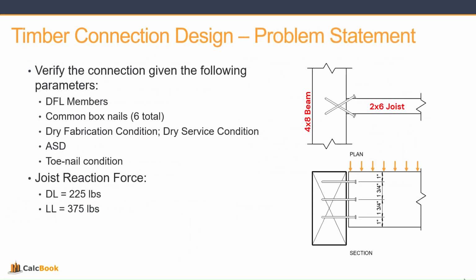If we take a look at our problem statement for today, we want to verify this toenail connection. We've got basically a joist connected to a beam. Both are Douglas fir larch members. We're going to be using common box nails, and we will determine the size needed to support the load, but we're going to be using 6 total, so 3 on each side. We have dry fabrication condition, dry service condition. We'll go ahead and use ASD loading, and as we mentioned before, this is a toenail connection. Our joist reaction force is going to be a dead load of 225 pounds and a live load of 375 pounds. So let's go ahead and open up a CalcBook and we'll get started on the design.